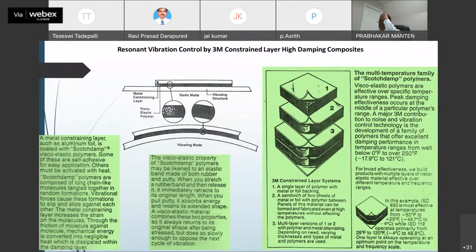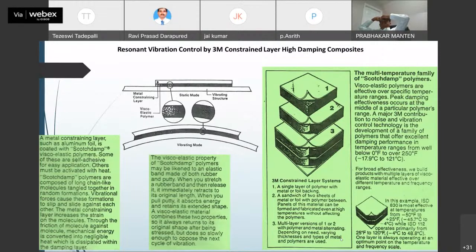A major 3M contribution to noise and vibration control technology is the development of a family of polymers that offer excellent damping performance in temperature ranges from 0 to 250, or minus 70 or so. So it is a wide range, and you have to selectively choose and apply it. There is a single layer of polymer with metal foil backing, then attached to the structure, or a multi-layer combination of various layers of polymer and metal, with varying thickness and types of metal and polymers.